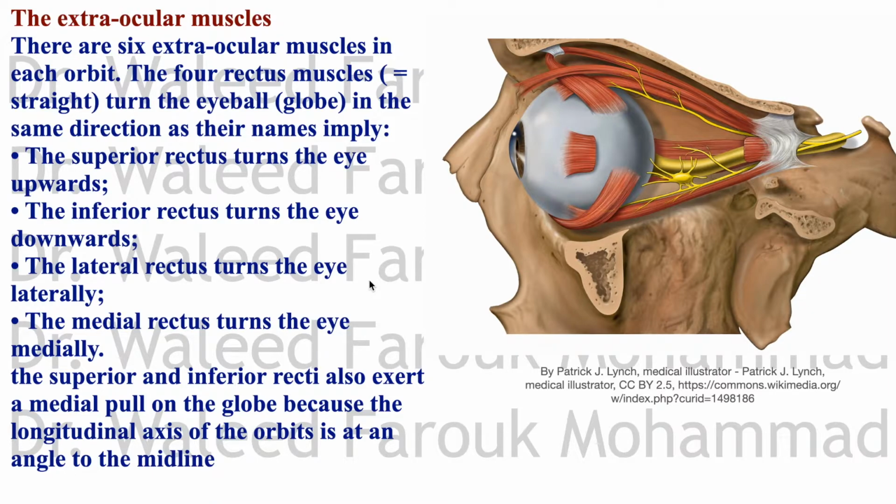There is a remark about the course of the superior and inferior recti, because if you've seen a cut section or a superior view of the 2 orbits, for example, you will find that the 2 orbits converge to an angle. So the muscles arising from the back of the orbit, the superior rectus and the inferior rectus, arise from a point medial to the longitudinal axis of the eye. That's why they exert their action and pull the eye medially as well. So don't forget the medial pull of the superior and inferior recti on the eyeball.